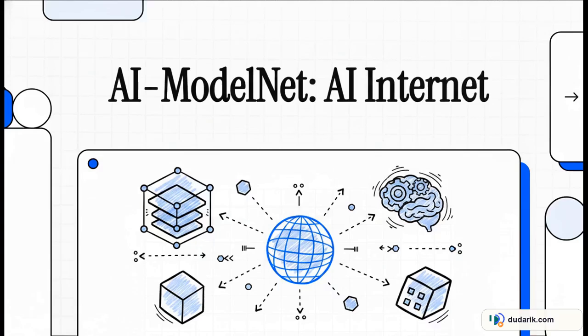Today, we are looking at what is honestly a massive architectural paradigm shift in the AI landscape. A brand new paper just dropped on Archive, and it's proposing something called the AI Model Net. It's essentially a blueprint for building an actual internet specifically designed for artificial intelligence models to interconnect, share, and collaborate. If you're tracking the future of machine learning infrastructure, this is an absolutely must-know concept. Okay, let's dive into this.